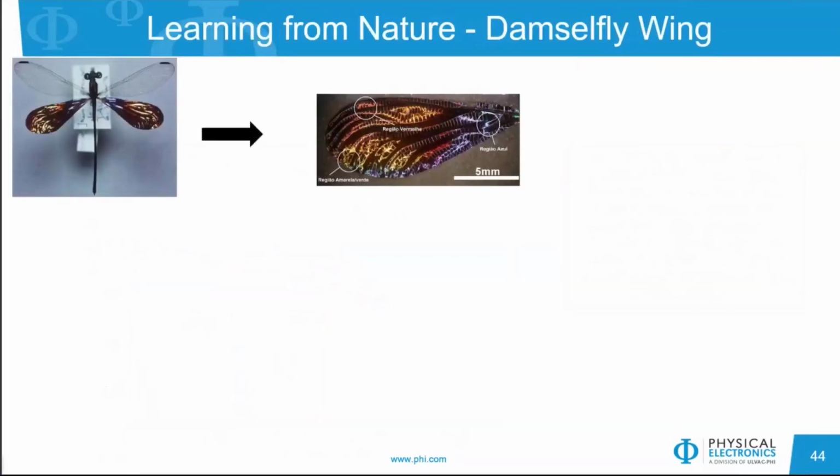Another example here is learning from nature, analyzing a damselfly wing with TOF-SIMS. The damselfly is native to the Brazilian rainforest. Looking at the wing, you can see the different color regions on it. The real big question is trying to understand what's causing these colors. Is it a layer thickness? Is it different chemistries? And so TOF-SIMS was used to analyze a damselfly wing to learn about it.